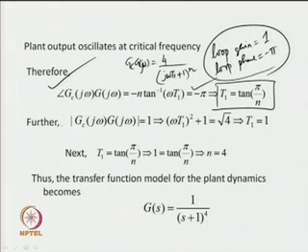Further, the loop gain is equal to 1. Using that condition, we get root of (omega squared T1 squared plus 1) is equal to root 4, which gives us T1 as 1.